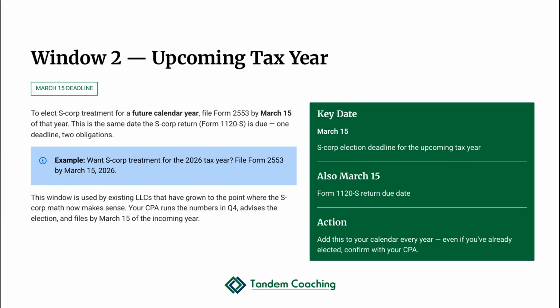Window 2 applies when the entity already exists and you want S-Corp treatment for the upcoming tax year. The deadline is March 15th of the tax year for which the election should be effective. An LLC that wants S-Corp treatment for the 2026 calendar year has to file Form 2553 by March 15th, 2026. That date is also the due date for the S-Corp return itself, which creates a clean concurrency. The election and the first return both ride the same date. Miss March 15 of the current year and the election pushes to the following tax year, retroactive to January 1st of that year if filed in time.